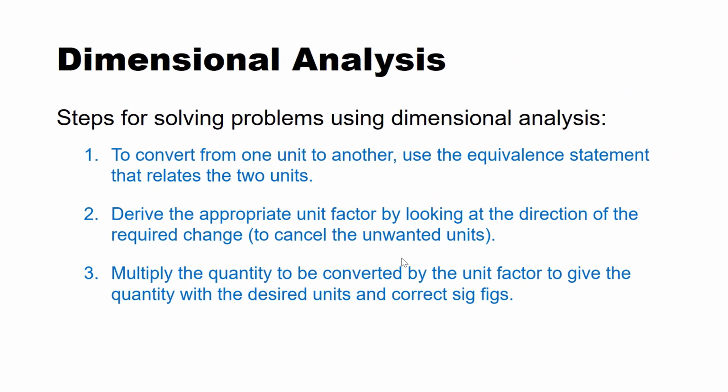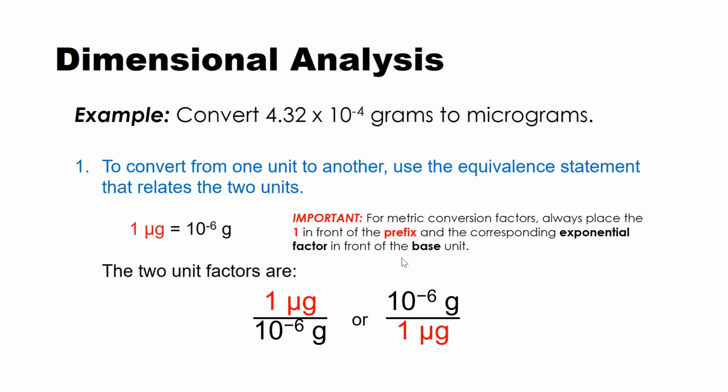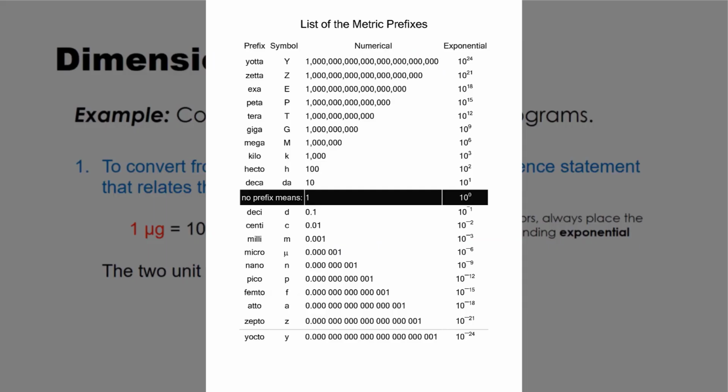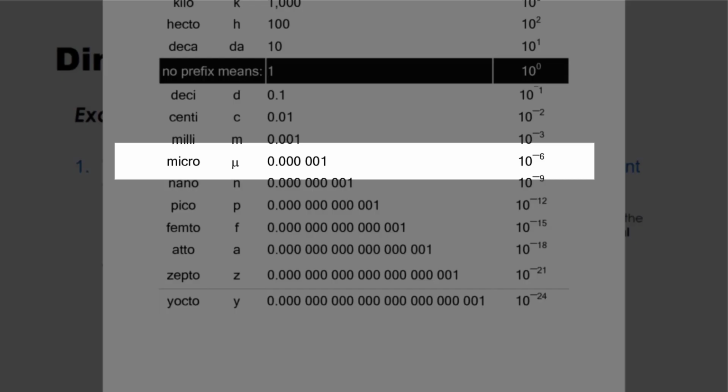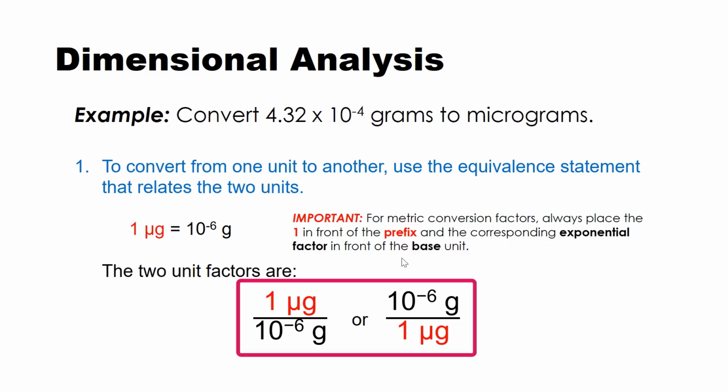Okay, here's 3 steps for doing dimensional analysis or converting problems. Take a moment and read through those, but we're going to go through them one at a time as we look at an example. Our example is we have 4.32 times 10 to the negative 4th grams, and we're going to convert to micrograms. If you look back at that table, micro is 10 to the negative 6, so we're going to use that as a conversion factor, and you see there at the bottom we have it 2 different ways. We can flip that fraction over depending upon what unit we're trying to cancel.